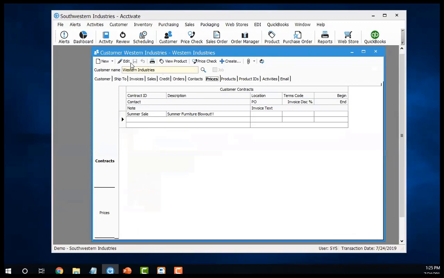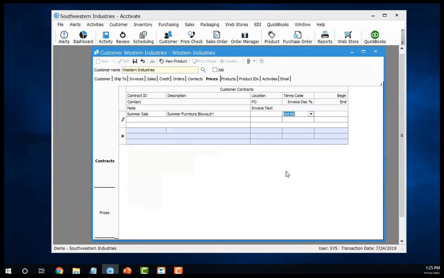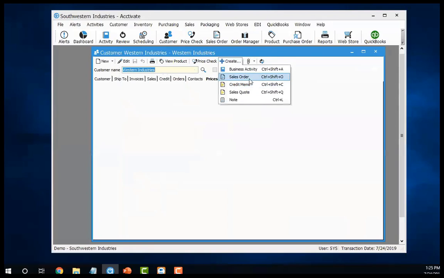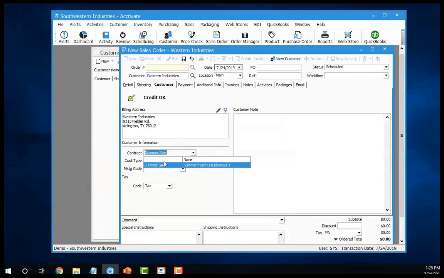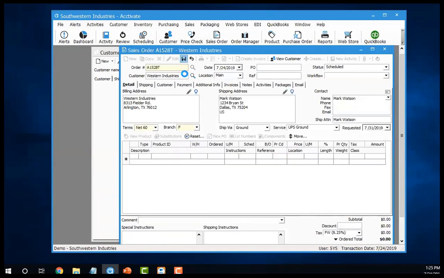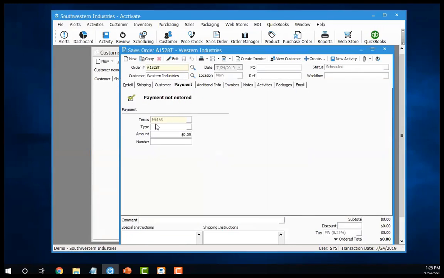Let's say for our contract here, I said that you get unique terms for this contract where you get to use net 60. So now when I create an order for Western Industries and it asks me if I want to use the contract, I say, yes, I'm using this one right here. It changes the terms to net 60. So even though I normally would give my customer 30 days to make payments on orders, if they're buying using this contract that we've set up, they get to use net 60. They have longer to pay, which benefits them.